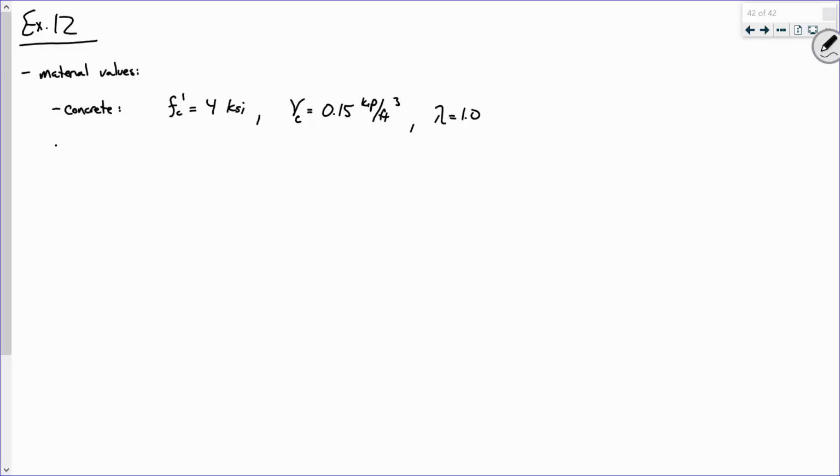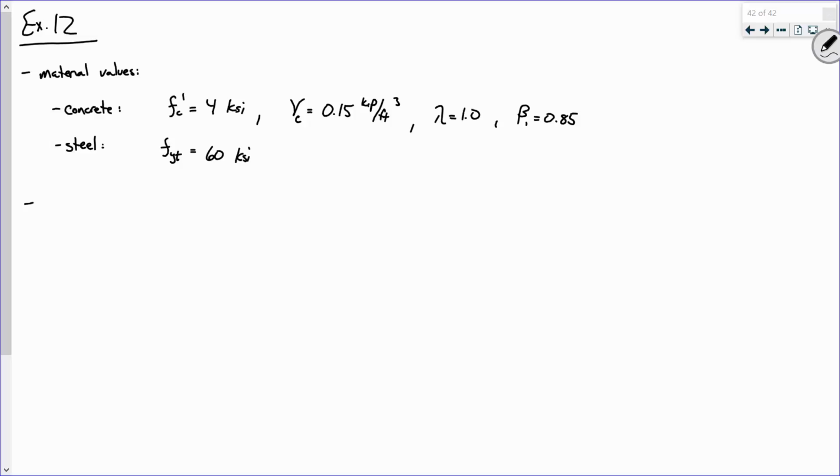And for the steel, fyt is 60 KSI. And beta 1 is 0.85, although we actually don't need it for this example. I'll go ahead and write it out, but we won't use it. The reason is beta 1 tells you the relationship between a and c for your stress block in bending, and since we're not doing any bending, it won't really matter. But it's good that you recognize that.